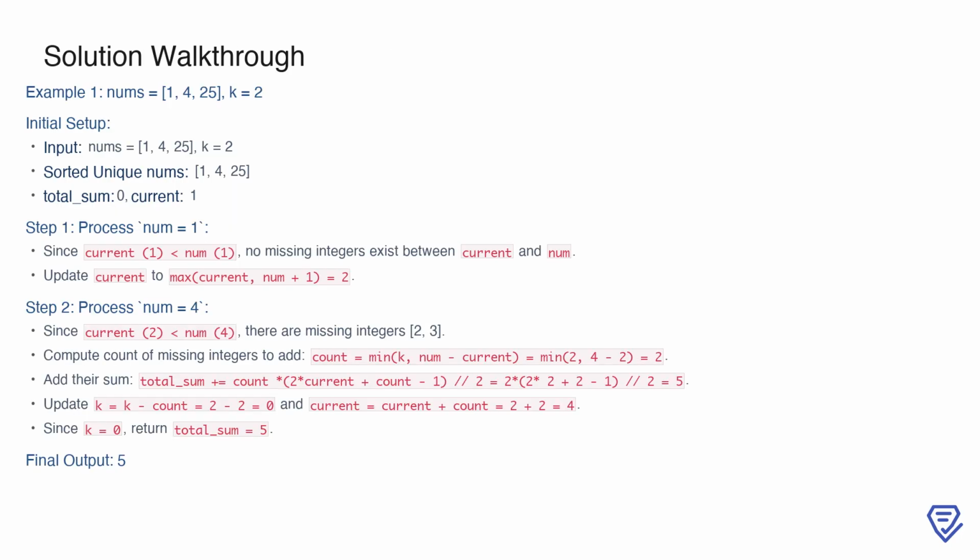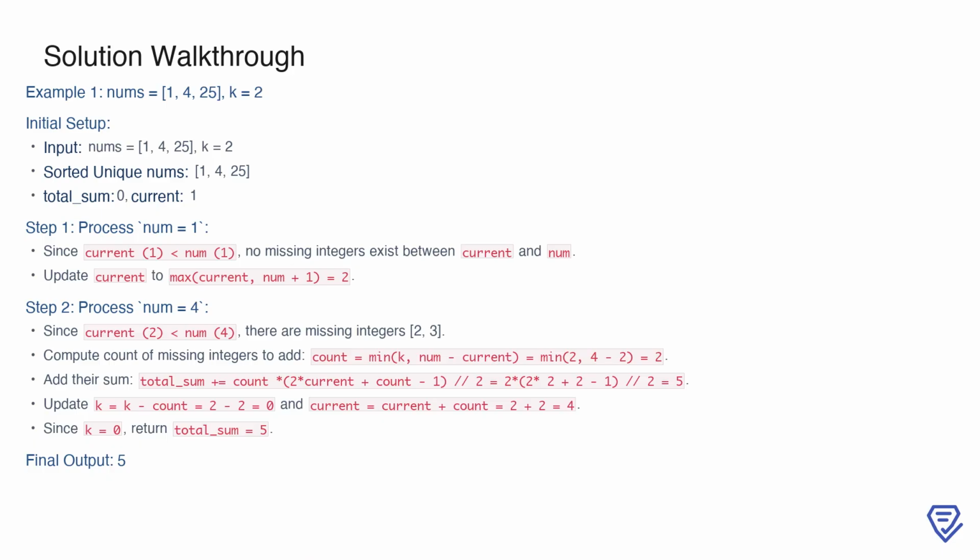To solve this problem, we start with the input array nums equals 1, 4, 25, and k equals 2. First, we sort nums to get the unique sorted array 1, 4, 25. We initialize two variables, total_sum, which will store the sum of the missing integers we add, and current, which tracks the next integer we need to consider, starting at 1. Now, looking at the first element of nums, number equals 1, we see that current is equal to number, so there are no missing integers between current and number. We simply update current to the next number after number, which is max(current, number + 1), resulting in current equals 2.